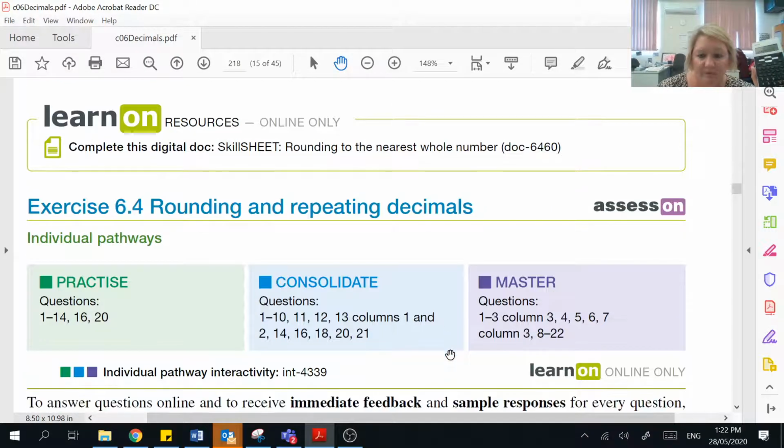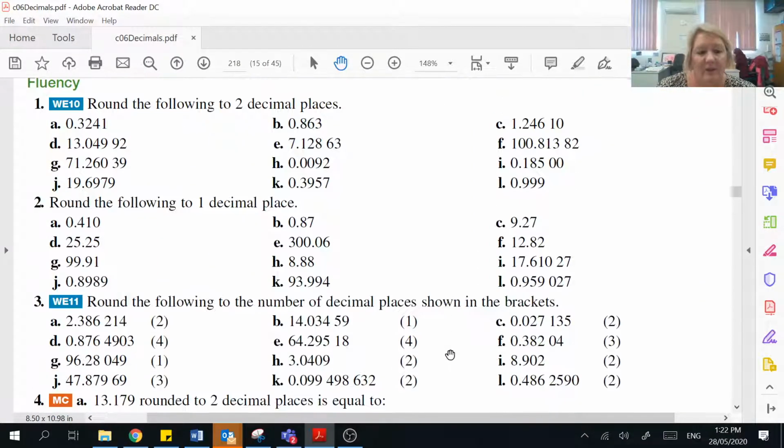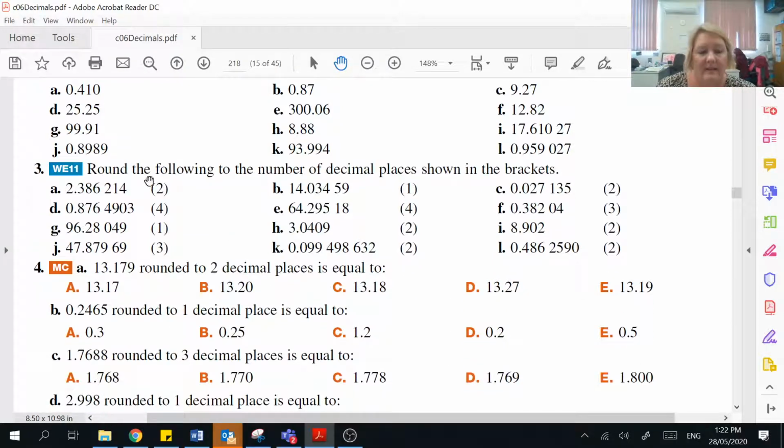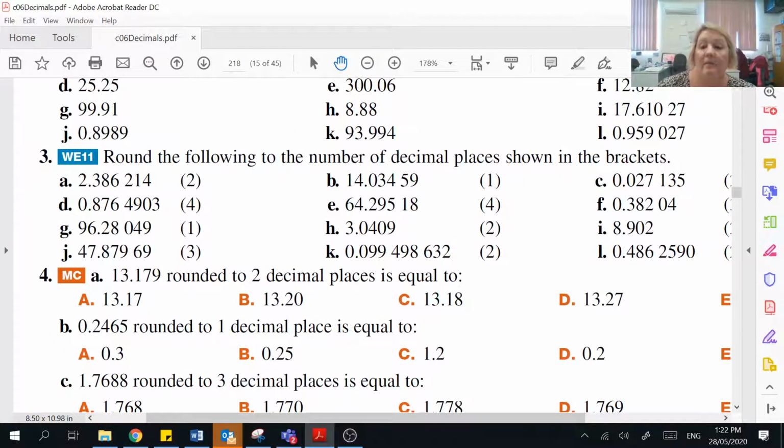Okay, that's it. I'm going to put up some questions for you to have a go at. See if you can get through question 3. What you'll be doing here is just rounding to the number of decimals shown in the bracket. So the first question, if you would like to do it together, let's get through that. So, let me highlight now.